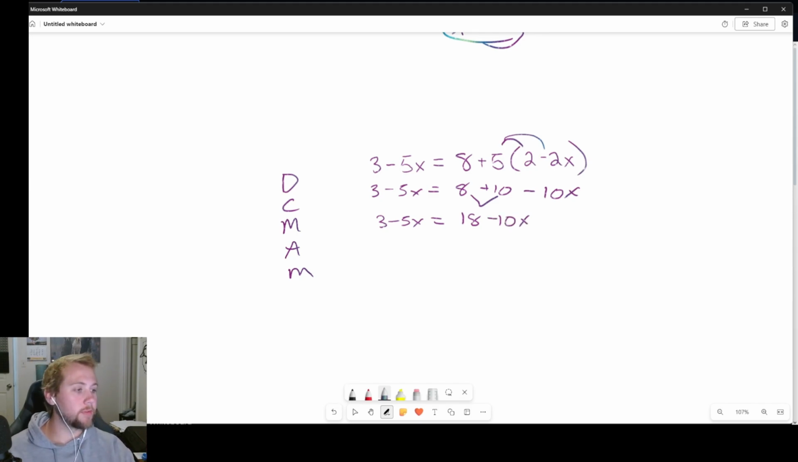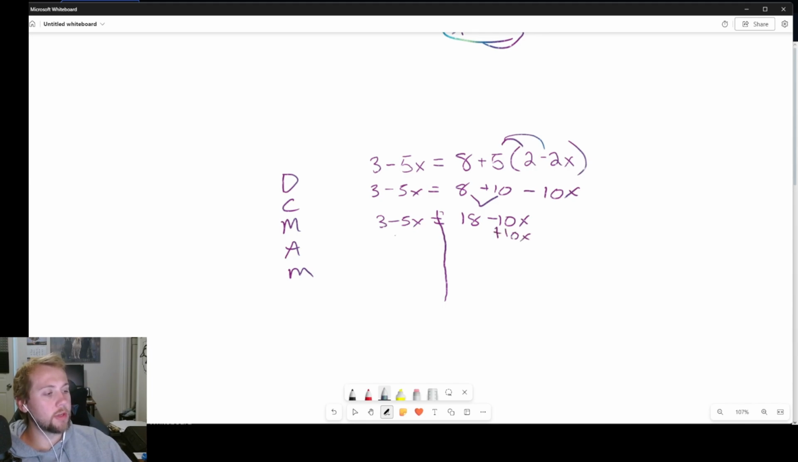And now we're simplified. Now I just need to move my variable all to the same side. Remember, if you're ever stuck, that's probably the step you're on. I'm going to add 10x to both sides so that we don't have to deal with any negatives. And I get a 3. Negative 5 plus 10 is a positive 5, so it's plus 5x is equal to an 18.